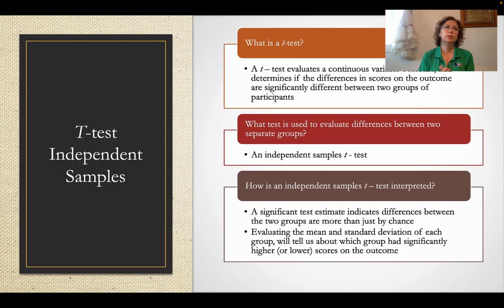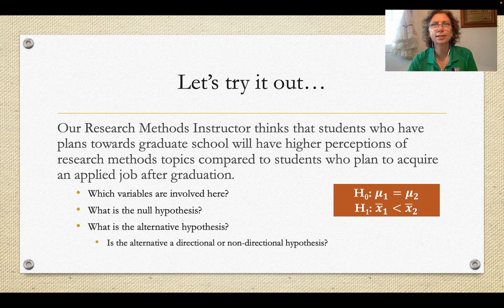The t-test of independent samples is a test we use when we want to look at two independent groups. Is the average of a score different between those two groups? A significant test would say that the difference between those two independent groups is more than just by chance. And we look at the average of each group to tell which one is higher. So let's try this out.